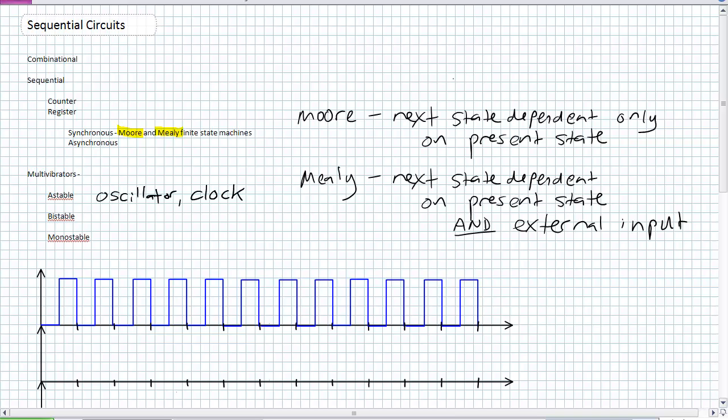One of the key things to remember about a clock: it's got a repeatable frequency, a repeatable period, and a duty cycle, which you should remember from earlier in digital electronics education.